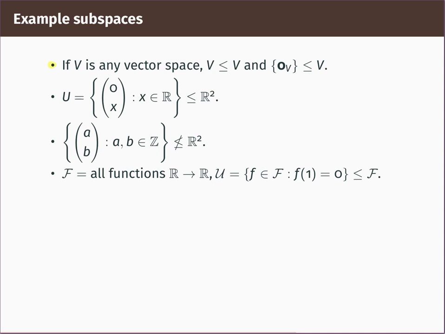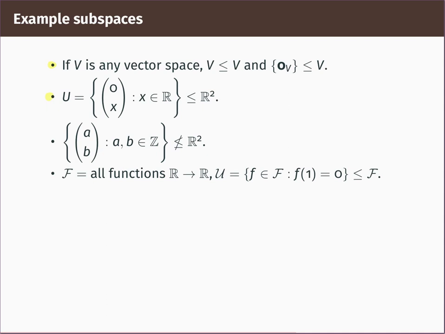Also, the set just containing the zero vector in V is a subspace of V. It certainly contains the zero vector. It's closed under addition because the zero vector plus the zero vector is the zero vector again. And it's closed under scalar multiplication because if you multiply the zero vector by a scalar, you get the zero vector again. We proved that to be true in any vector space in our previous lecture. So there are two examples which work for any vector space V.